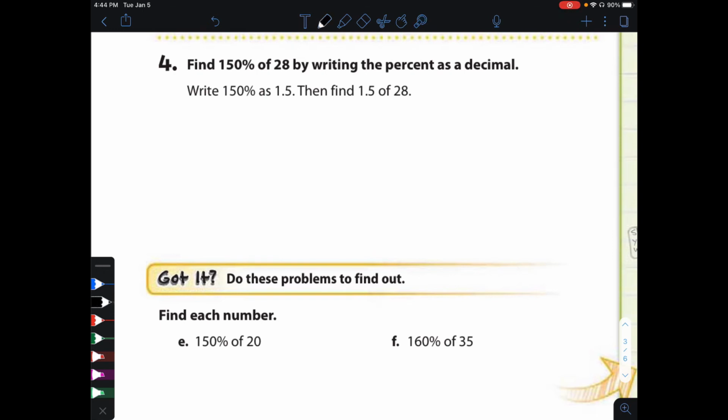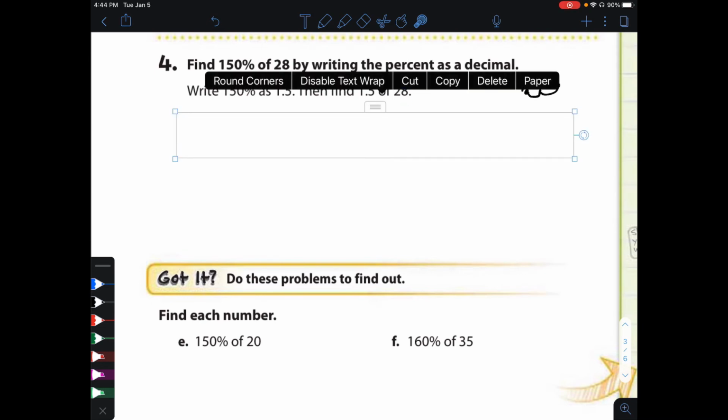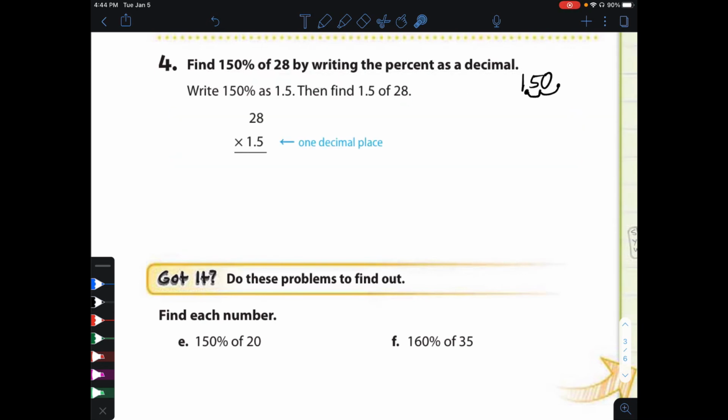Now, if you are wondering where we got 1.5, remember how to convert a percent into a decimal. You get 150, and the decimal is always at the end, and you always move it 2 spaces to the left. That gives you 1.5 or 1.50. They're both the same. So 150% is 1.5, then we simply get 1.5 of 28. That means of is translated into multiplication, so we multiply 28 times 1.5.